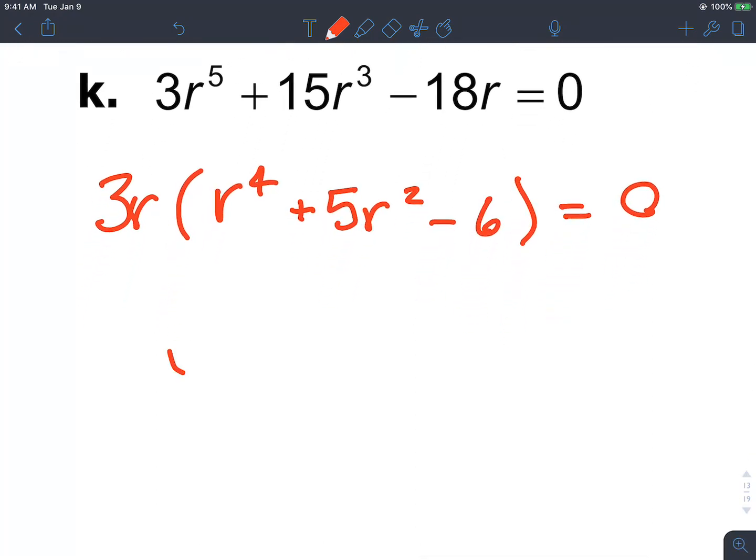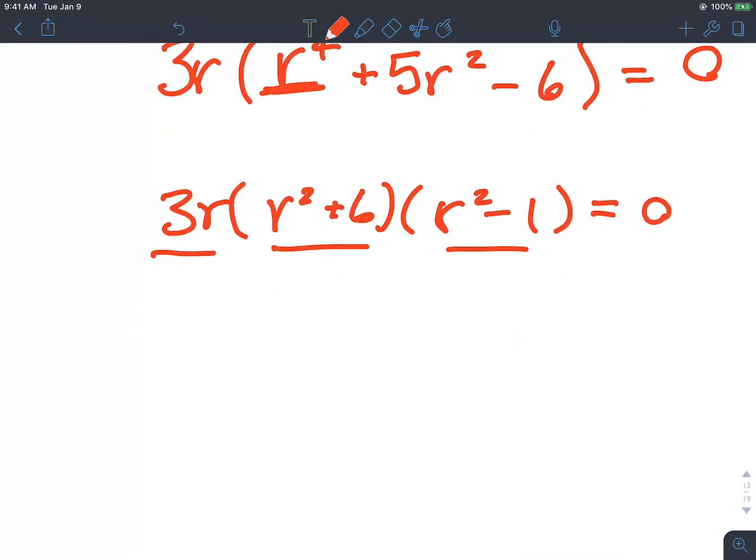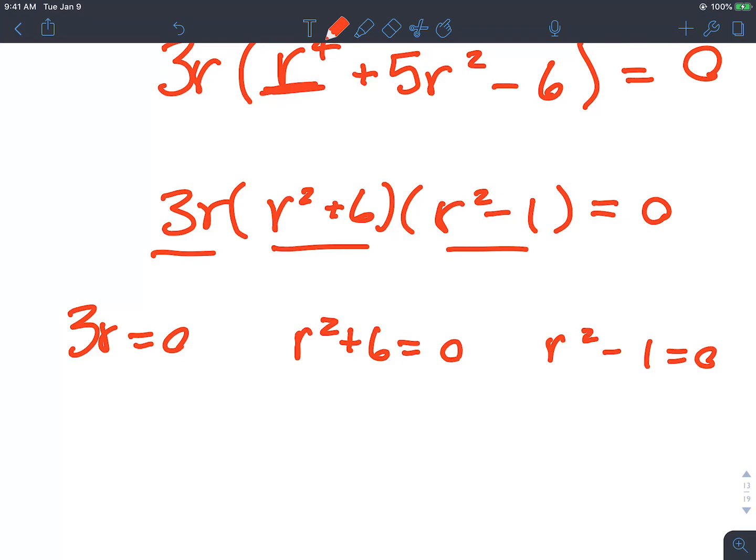Okay, and then now I need to figure out some factors that multiply to negative 6 and add up to positive 5. That'd be positive 6 and negative 1. As far as what times what gets us r to the 4th, we can go r squared and r squared. Okay, and then you got 3r out here in front. Now from here, you can set each factor equal to 0. You can go 3r equals 0, r squared plus 6 equals 0, and then r squared minus 1 equals 0.